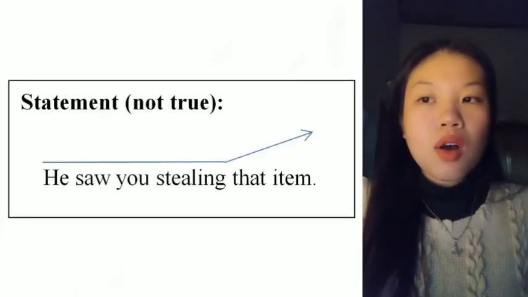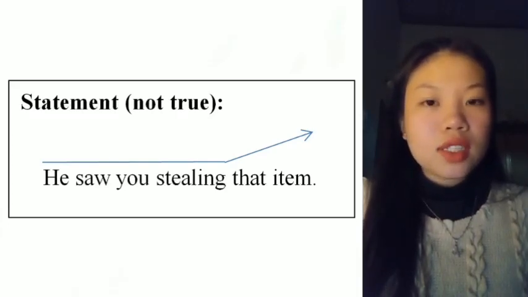And when we are not sure about our statement, we often use a rising tone at the end of the sentence, and it sounds almost like a question. He saw you stealing that item?